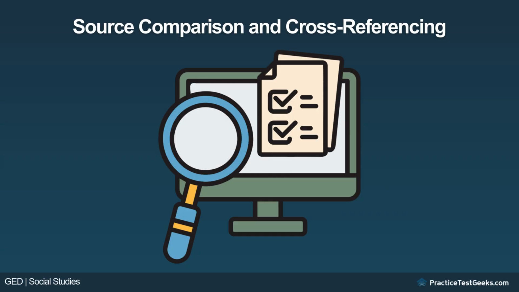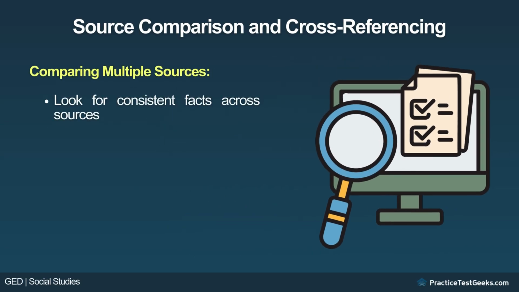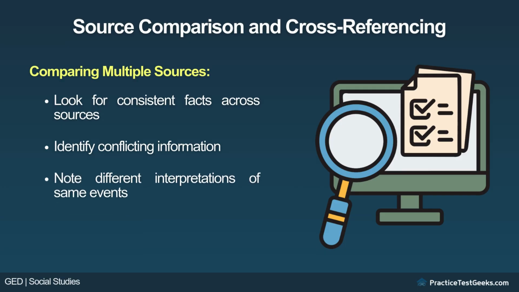When comparing multiple sources, look for consistent facts across different authors and publications. This suggests reliability. Identify conflicting information and try to understand why sources disagree. Note different interpretations of the same events. This helps you understand various perspectives. Evaluate which sources are most reliable based on credibility factors we discussed earlier.